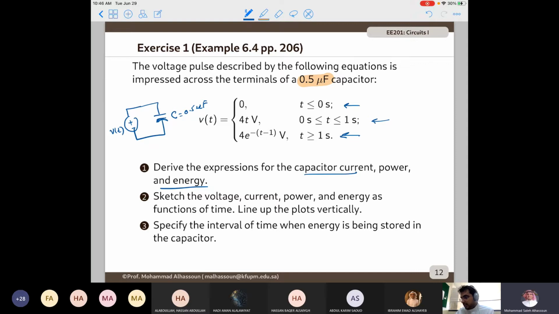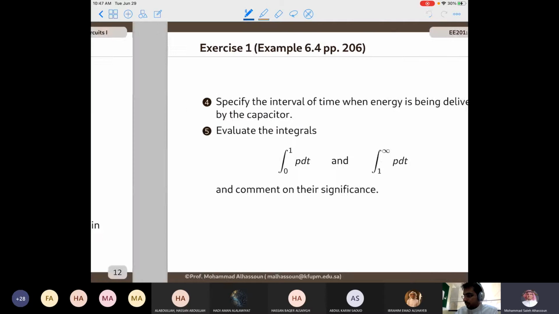So let's start with, well, actually, let's solve each quantity individually, because this is not that complicated. So given the voltage, can we find the current?